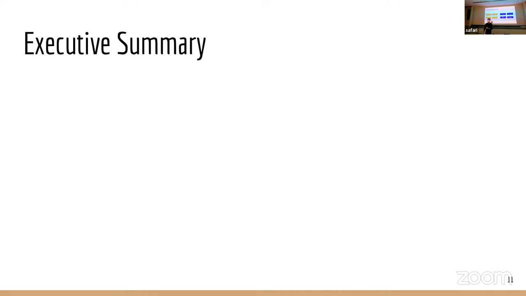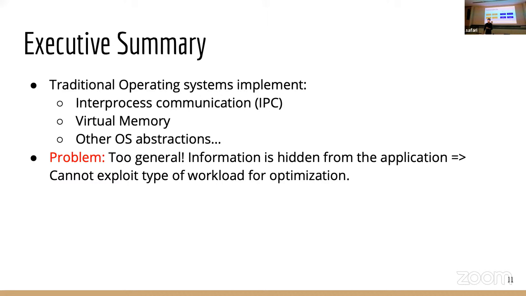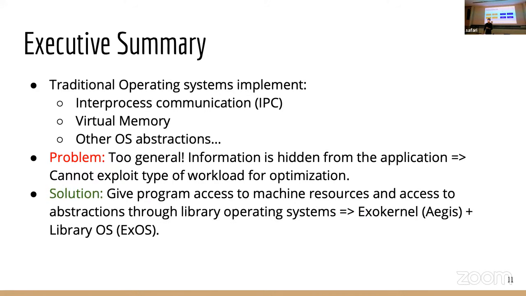So for an executive summary, traditional operating systems, as just mentioned, implement inter-process communication, virtual memory, and many other OS abstractions. But the problem is that these abstractions are too general, and they cannot exploit the workload of the program for optimization. The solution that the paper proposes is to give each process access to machine resources and access to abstractions through these library operating systems, which is the combination of the exokernel IGIS and the library operating system XOS.